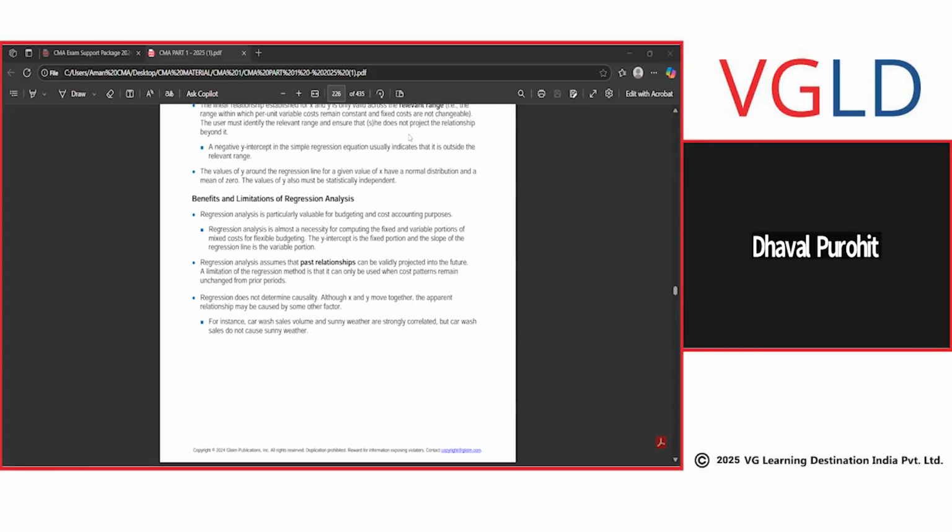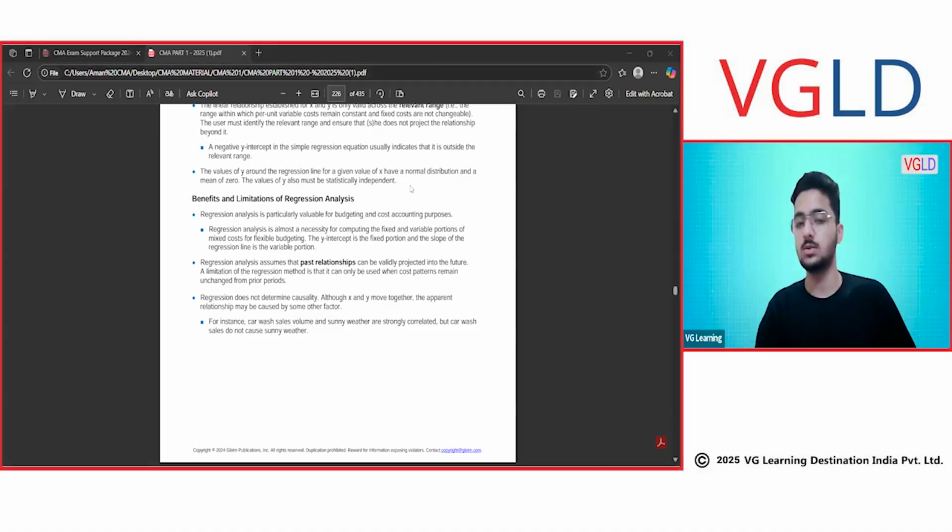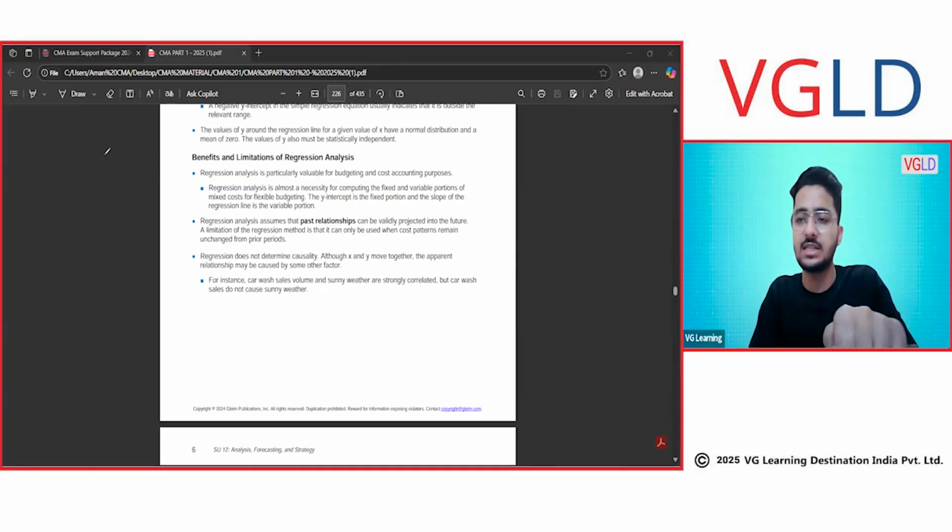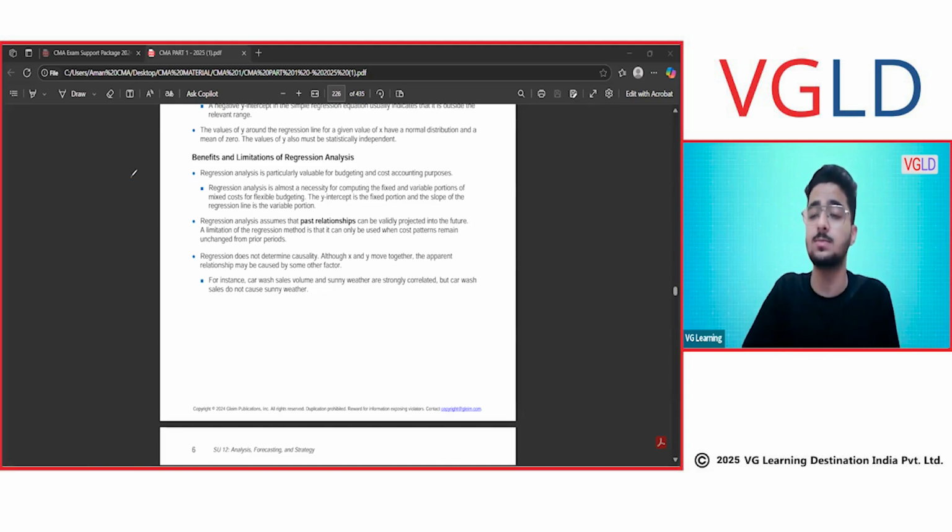Yes, sir. Okay. Now the benefits. What are the benefits of regression analysis? So the benefits that we assume are, I am using regression analysis for my budgeting, for my forecasting, for my cost accounting purposes. It is helping me to find out my variable factors, my fixed factors. So that's what the benefit is, helping me for budgeting, for forecasting, for cost accounting purposes.